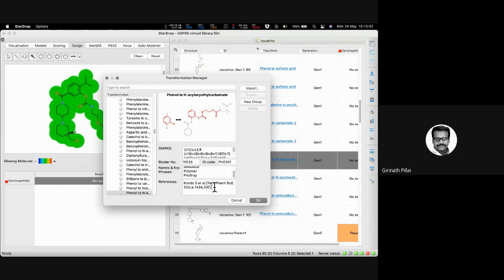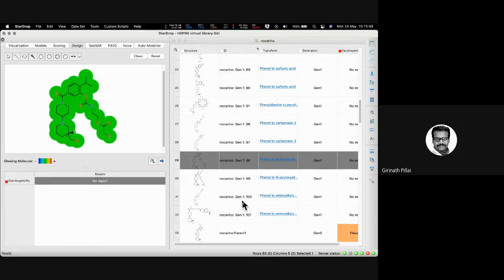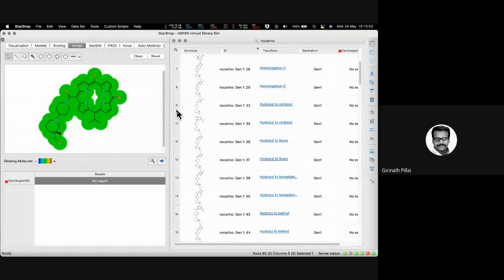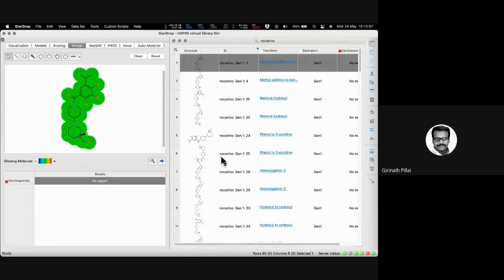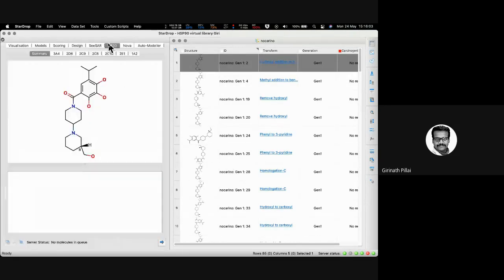And here we have the literature references also. For a simple transformation, there won't be literature references, but if something is complicated, yes, you do have the literature references also. So this way you will come up with more ideation. This way you will get to know more about what data or what kind of derivatives you have to work on. Now let us look at a little different data.